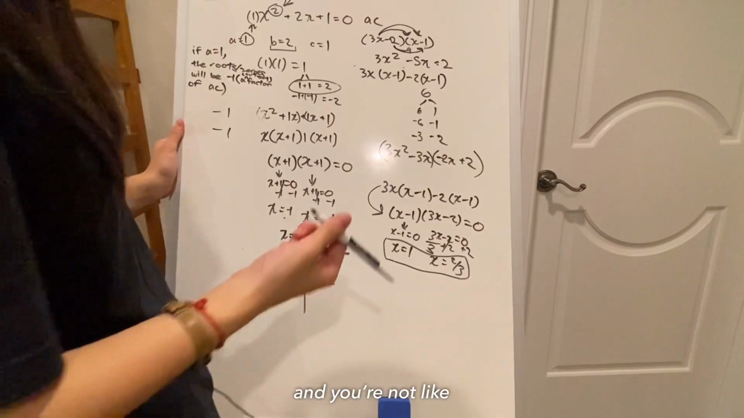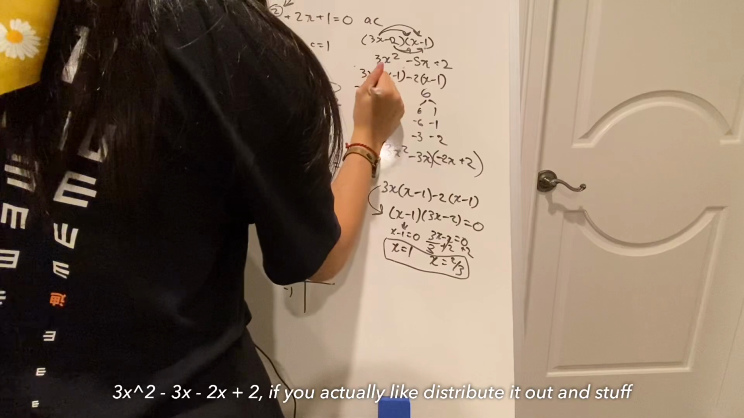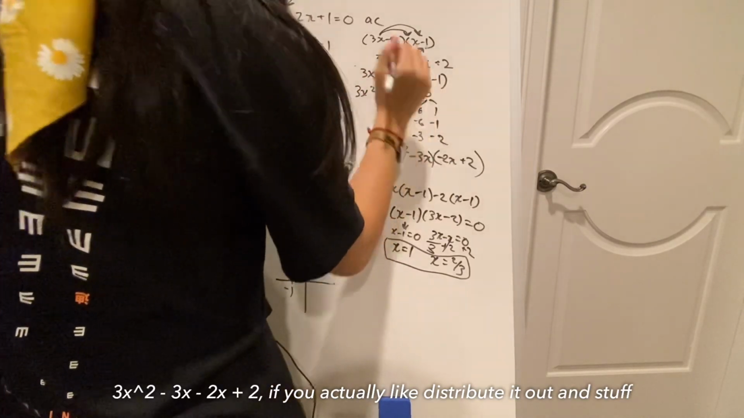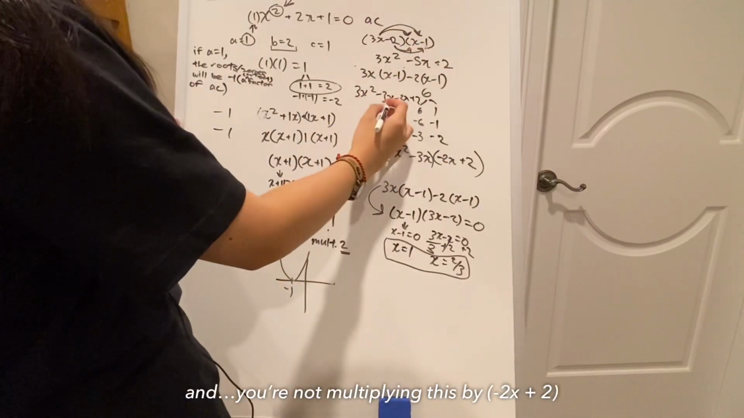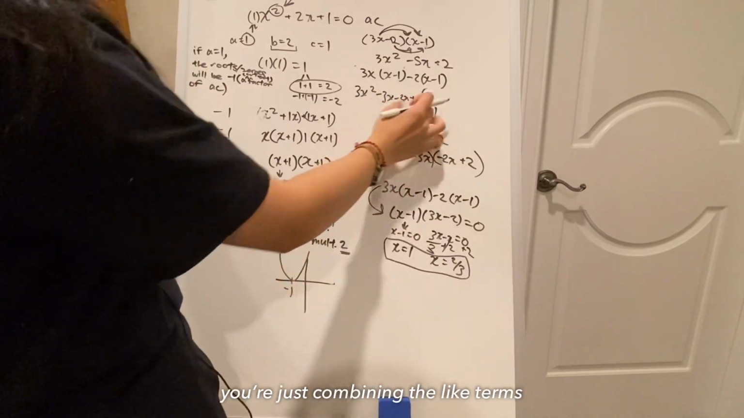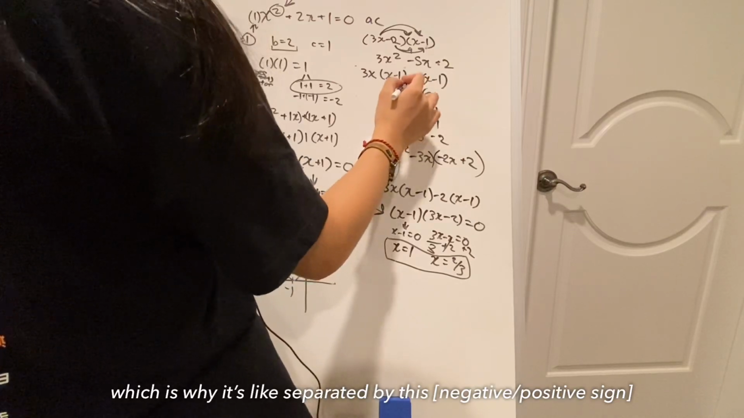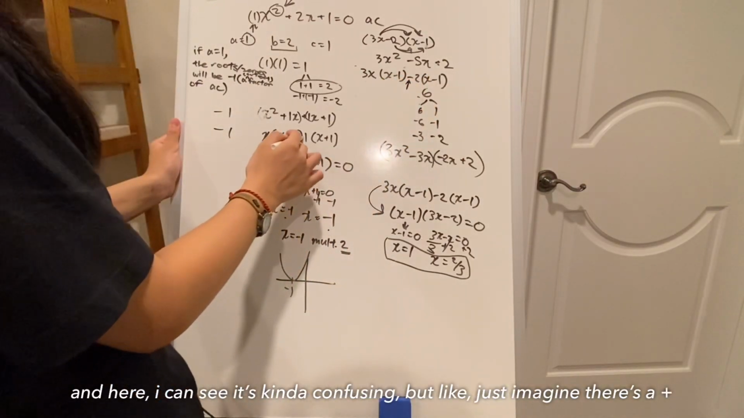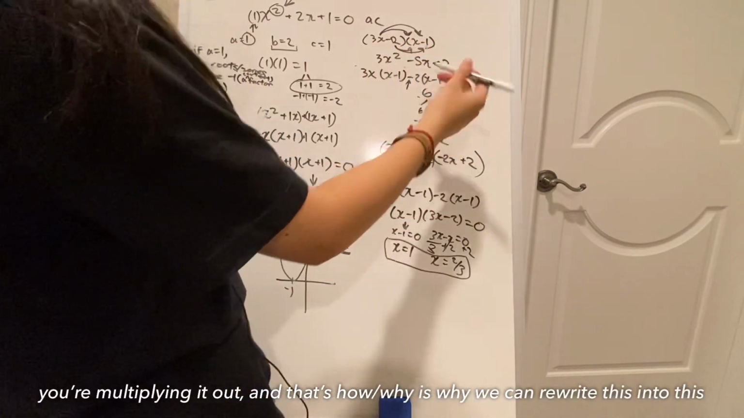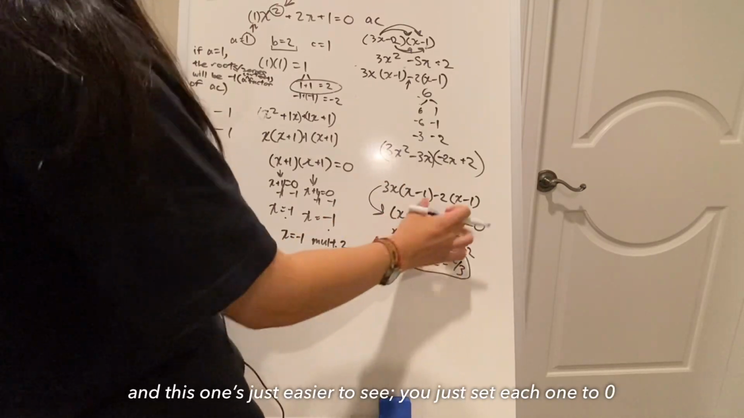And you're not multiplying this by this: 3x squared minus 3x minus 2x plus 2, if you actually distribute it out. And you're not multiplying this by -2 plus x plus 2. You're just combining the like terms, which is why it's separated by this. And here I can see it's kind of confusing, but just imagine there's a plus sign, because that's basically how I see it, because you're multiplying it out, and that's why we can rewrite this into this, and this one's just easier to see. You just set each one to 0.